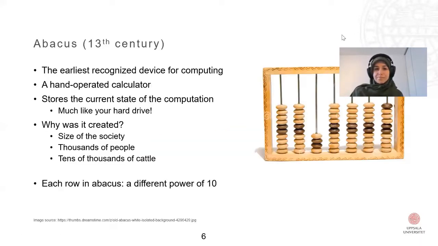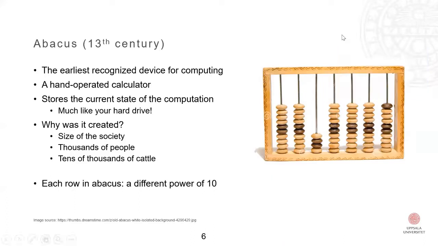So maybe the eldest computation device was the abacus, which was invented in the 13th century. This is actually interesting to look at the abacus and its use because it somehow is related to the computers that we have today. So in an abacus, you can do addition, subtraction, and you have some digits.